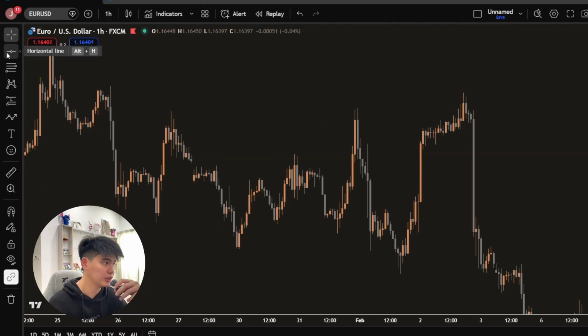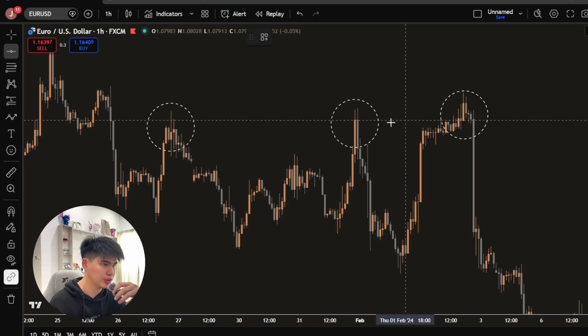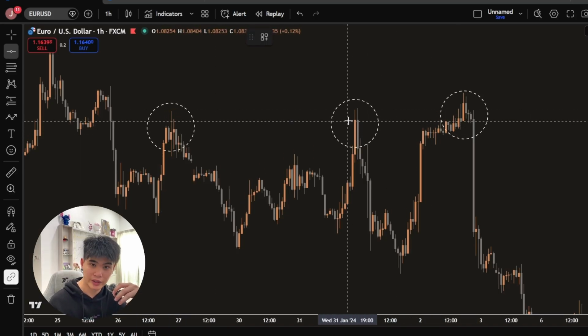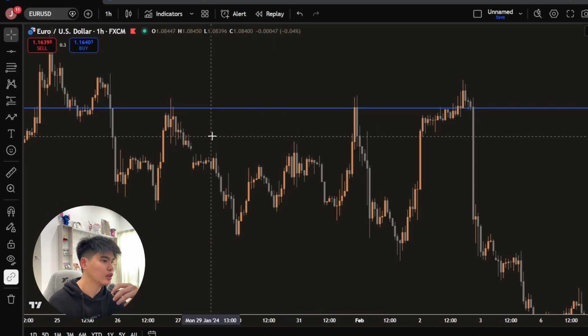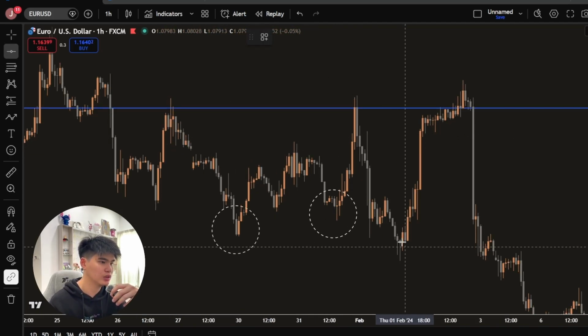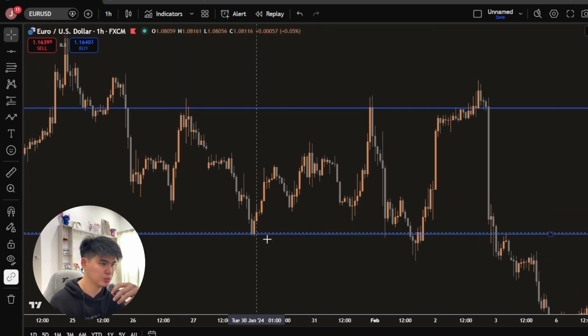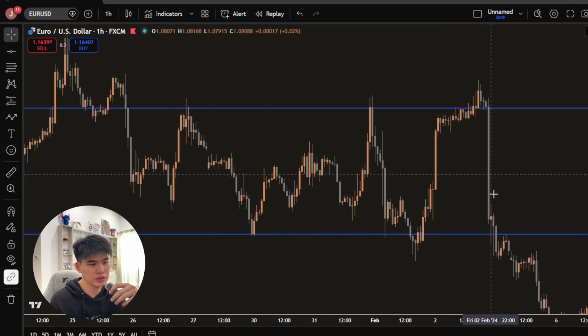Another example here. We can see there's 1 point of contact, 2 and 3. So 2 dots, one line, and we can just plot it here. On the other hand, same thing: there's 1, 2 and 3. So we can plot a line here, and basically the price just moves in between the zone until it is broken.